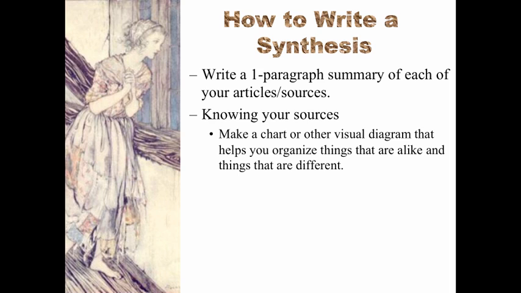So how do you start a synthesis? Well, at first you need to write a one-paragraph summary of each of your articles or sources. Then you can make either a chart or a Venn diagram, some type of visual diagram that helps you organize things that are alike and things that are different. This could be a simple list. This could be the beginnings of an outline.